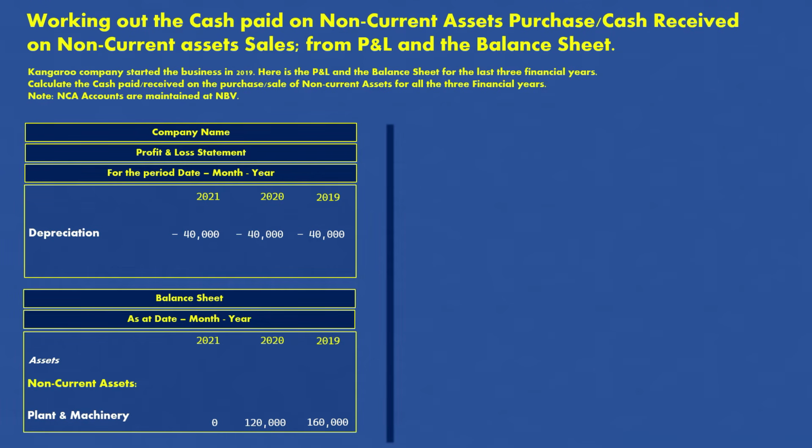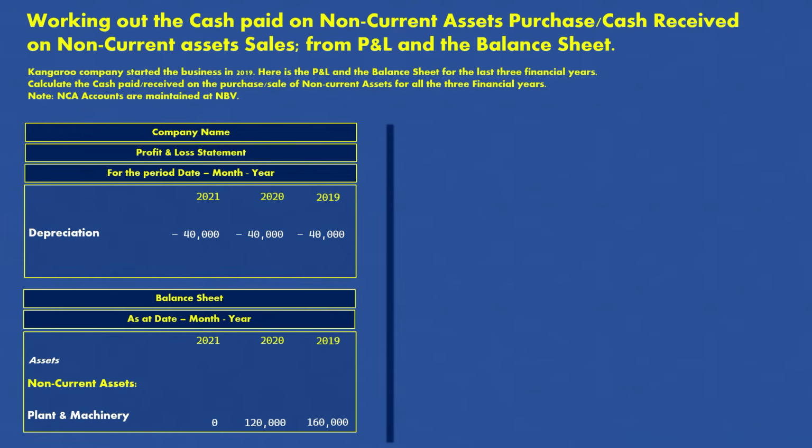So before I go to the working, let us discuss and manually try to find it out. You can see that at the end of 2019, definitely this is 2019 end, the value of the fixed asset is $160,000.